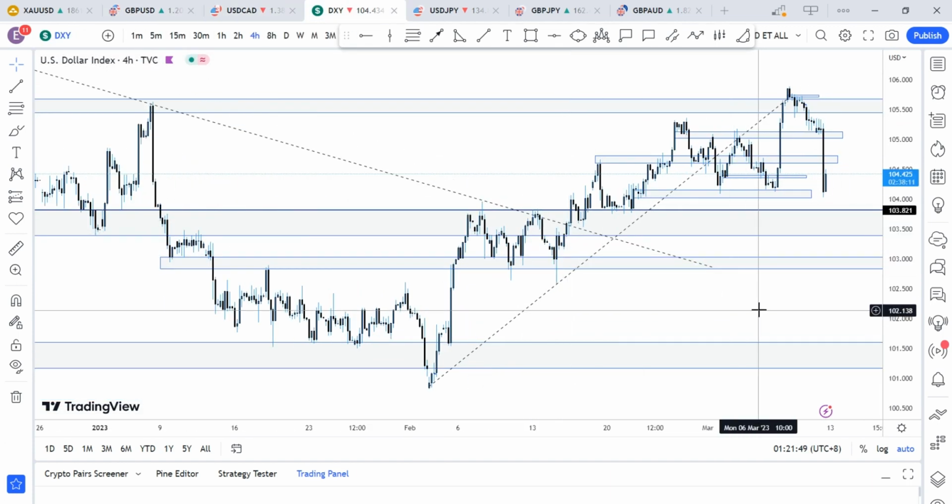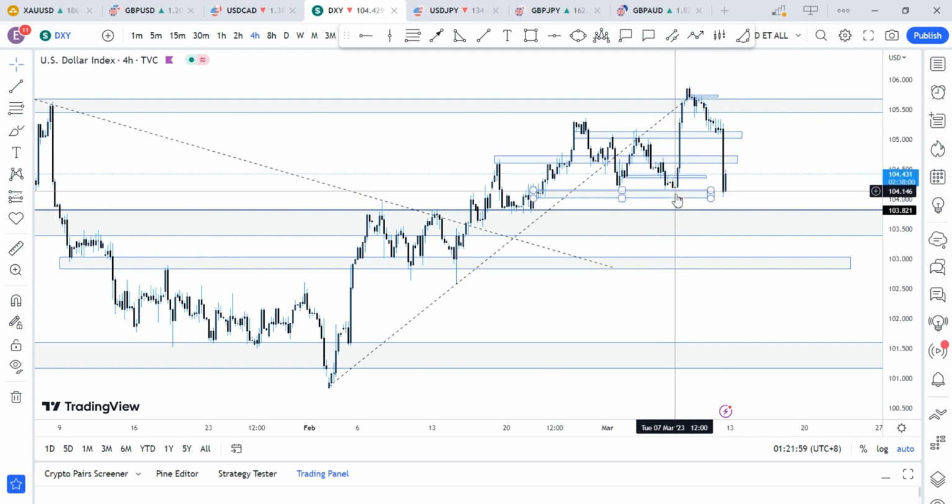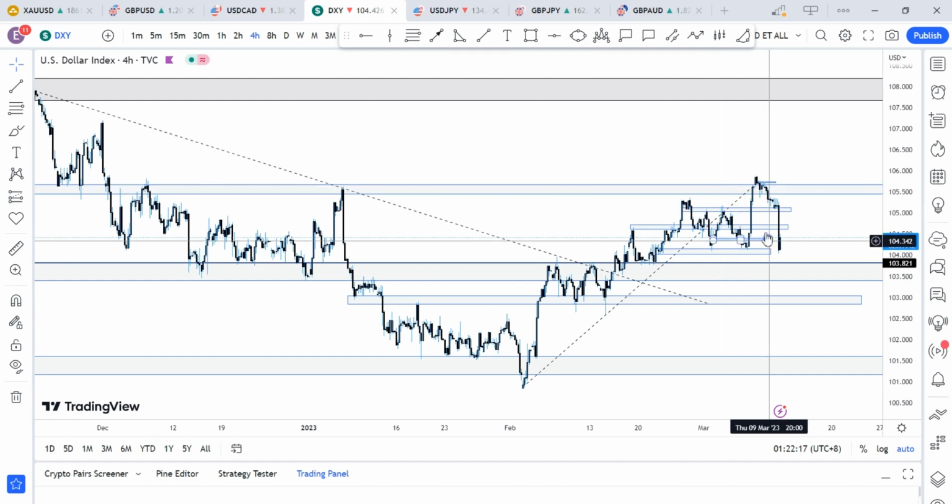On Monday I started with the DXY, anticipating a bearish DXY. Price was at this region. I was anticipating a rejection from here, continuation to retest the 104 region, probably below. We saw that play out at the beginning of the week, and then we saw this double bottom here, and price really skyrocketed and went up to retest 105.50.